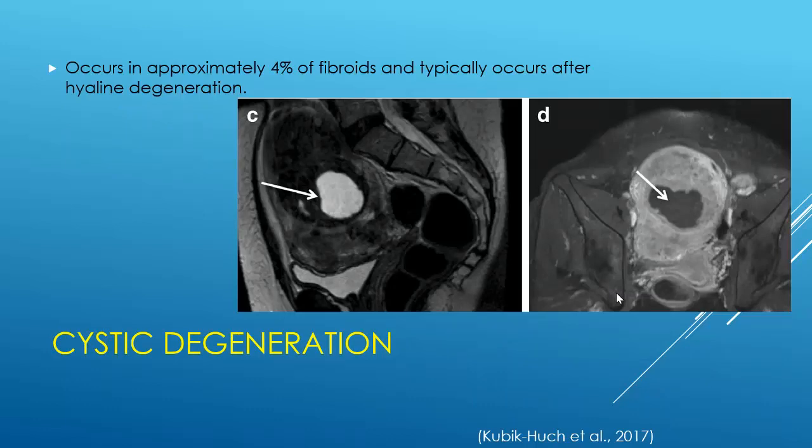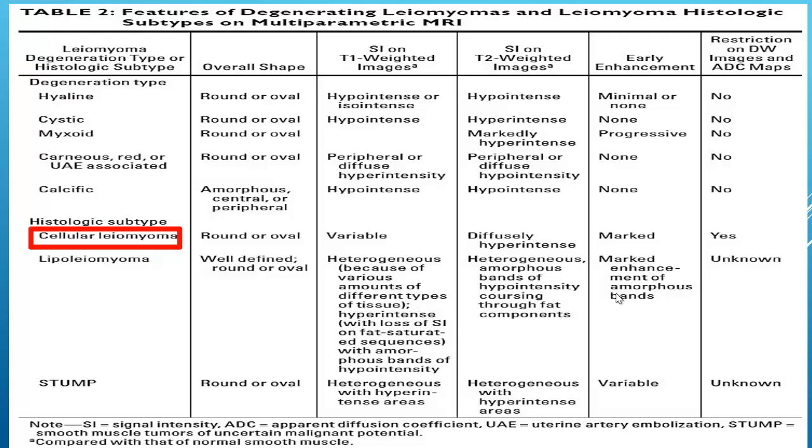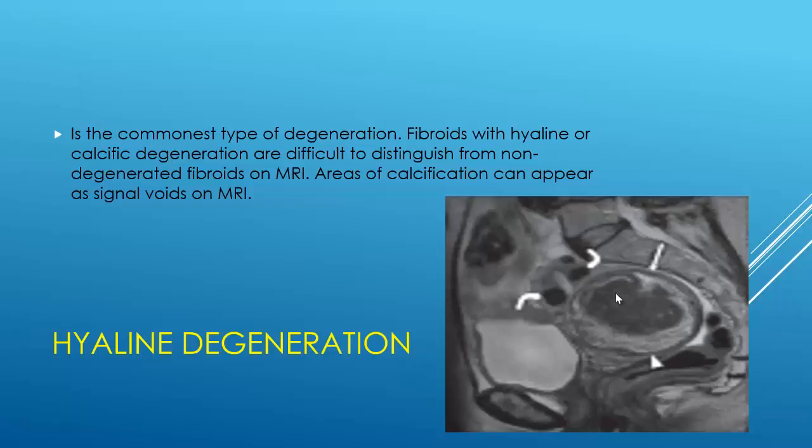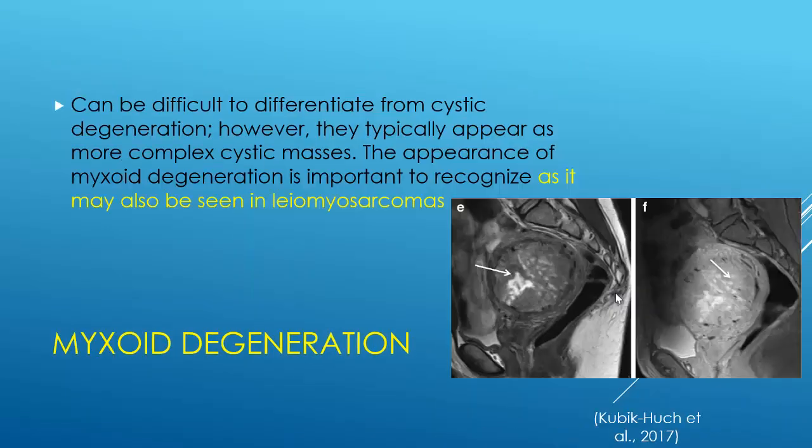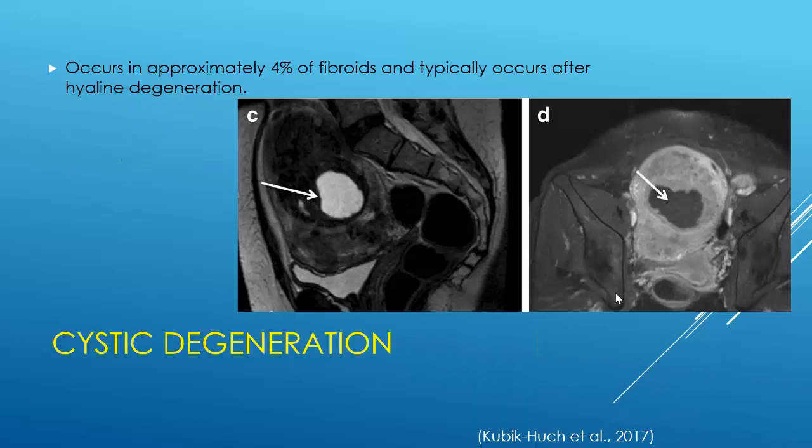This is another type of fibroid. This is the cystic degeneration. Note it is very low on T1 and bright on T2 like any cyst. And it is seen in 4% of fibroids and typically occurs after hyaline degeneration.